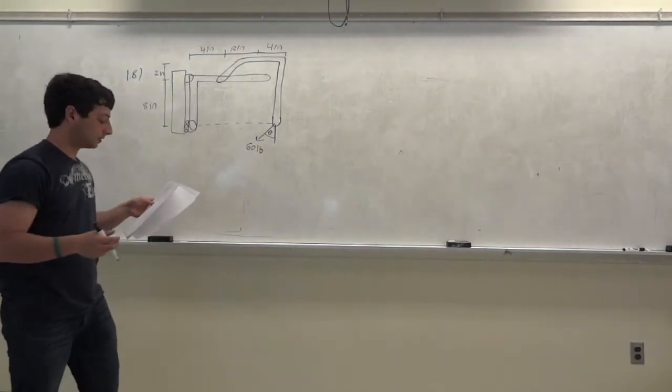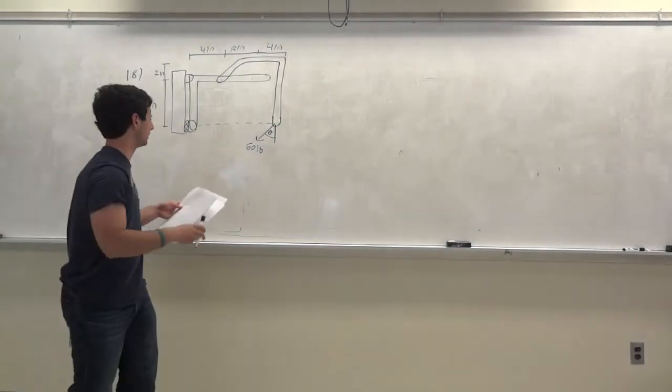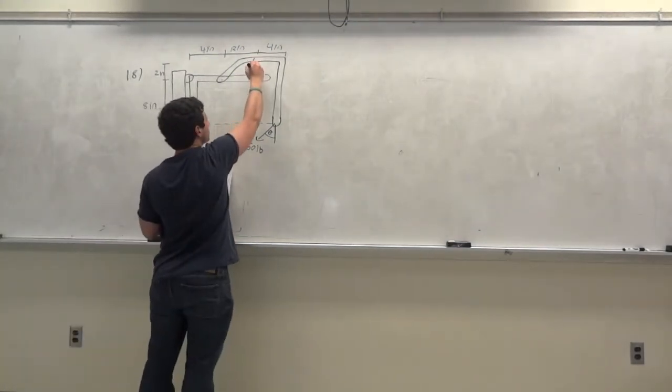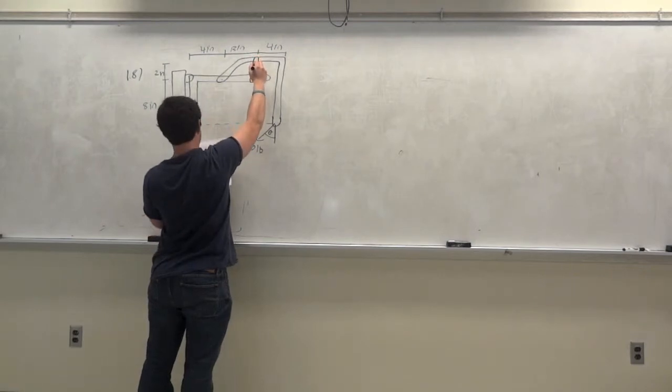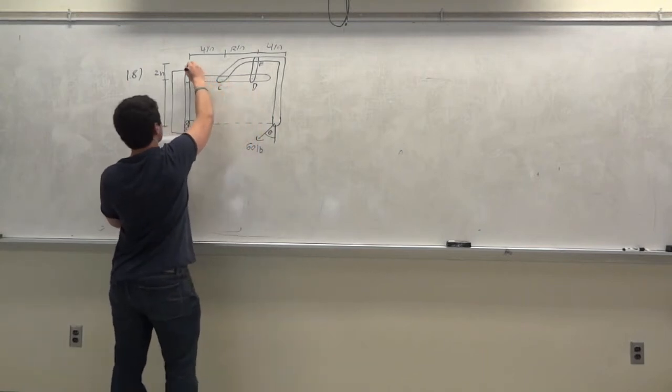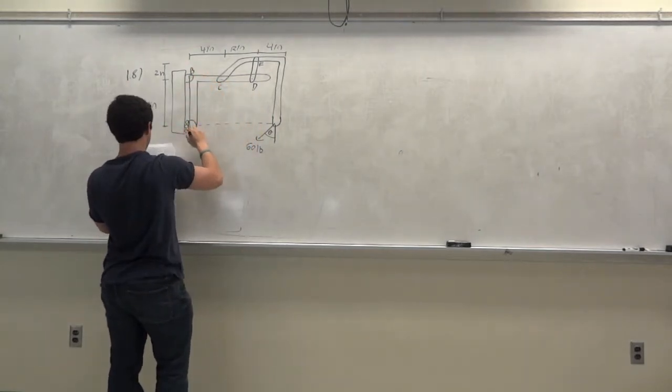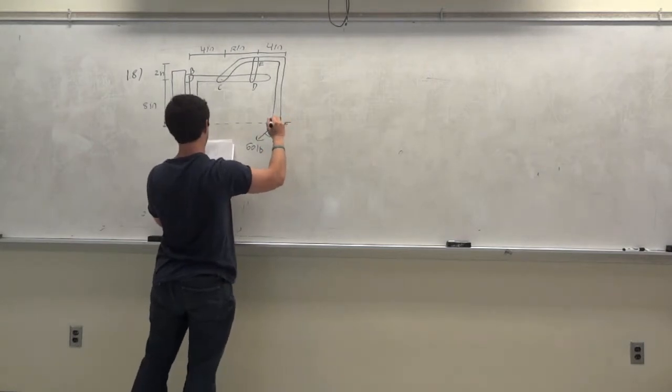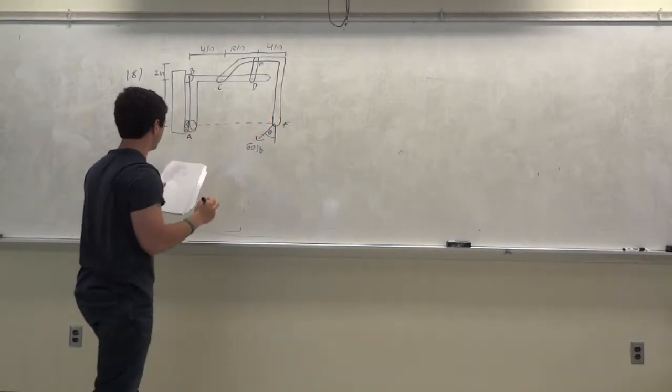Alright, so they give you the cross-sectional area of this link right over here. This link is BD. Let me letter all these. This is B, this is A, F. Okay, I think I got everything.